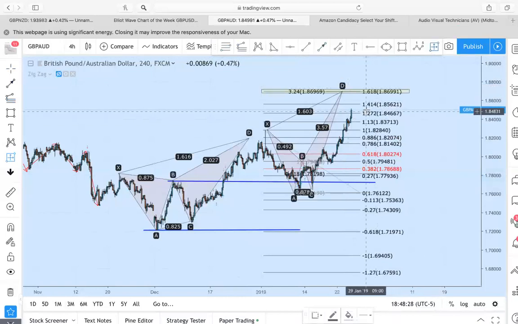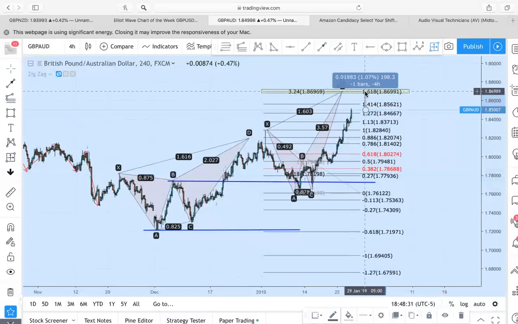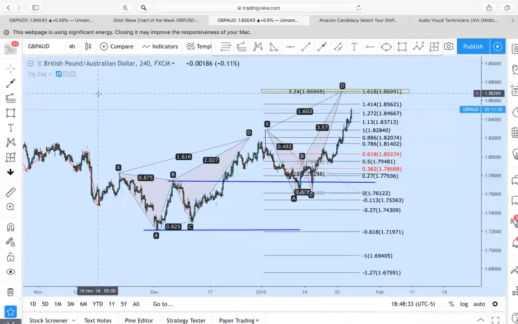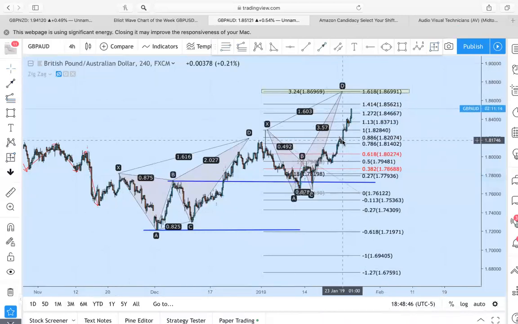We are at, let's say, 198 pips, which for GBP is nothing. It moves that in a day, or sometimes even in one candle. So this is what I see right now. If you want to take this trade, the price would be at 1.86991. The 324 has a slight difference, but in this area right here, take a look at that.